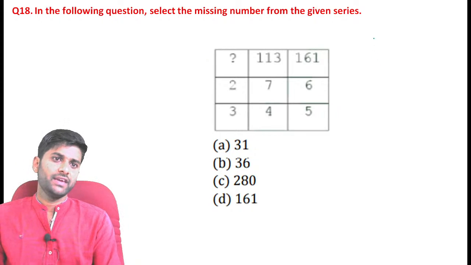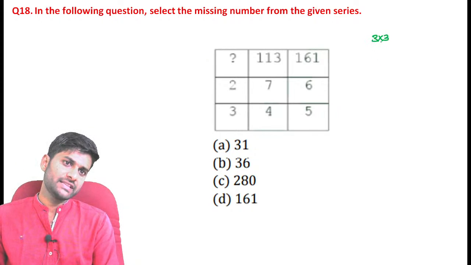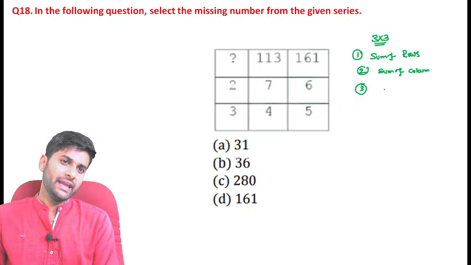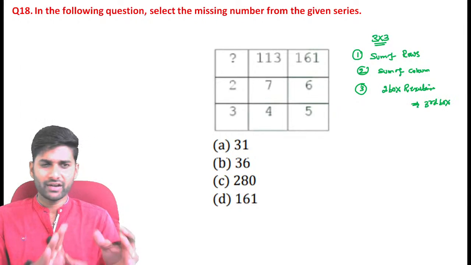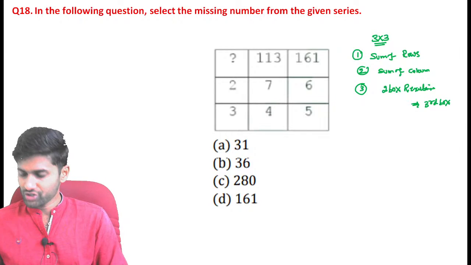See guys, if any question is represented as a 3 by 3 matrix, there is a chance the sum of rows are equal, or the sum of columns are equal, or any two boxes' resultant is equal to the third box's resultant. So these are the 3 different ways we need to check the entire question.